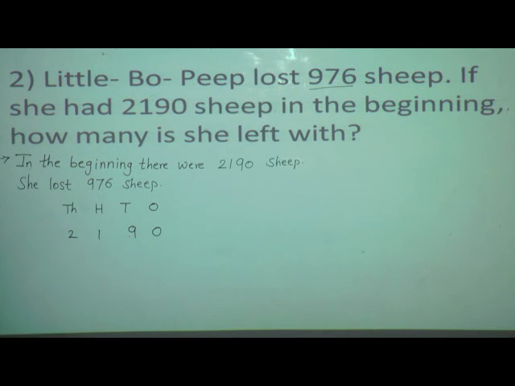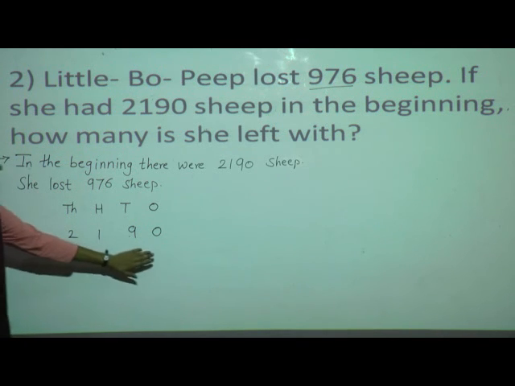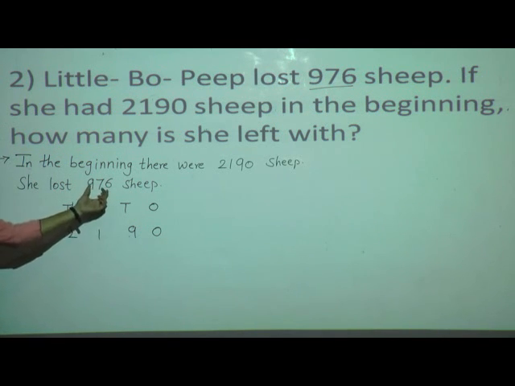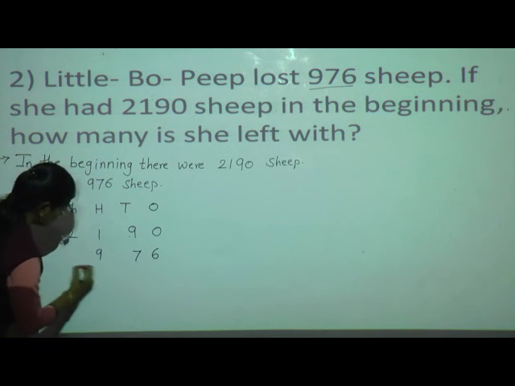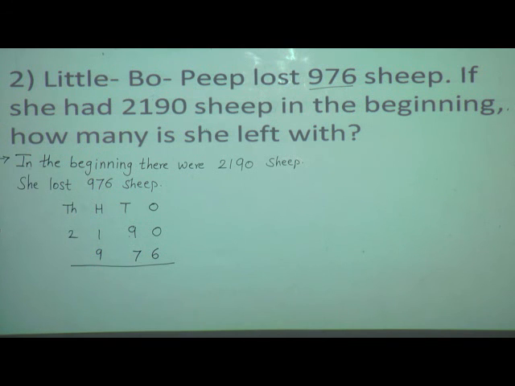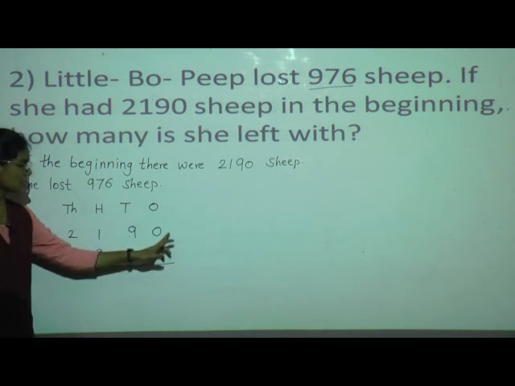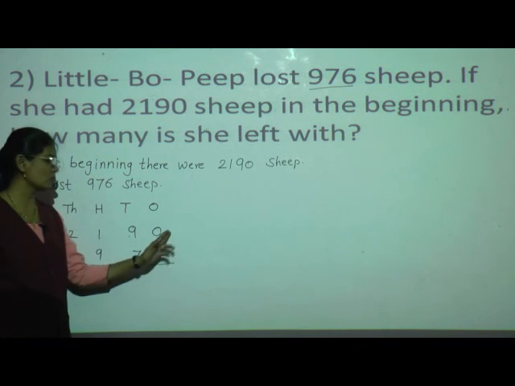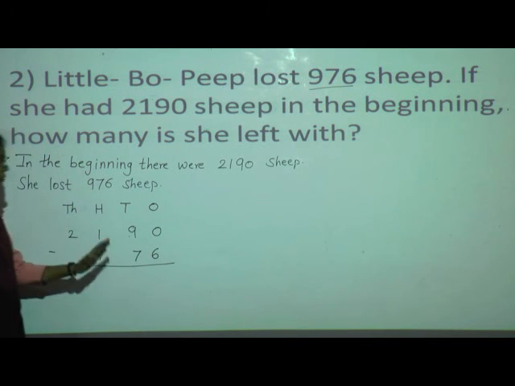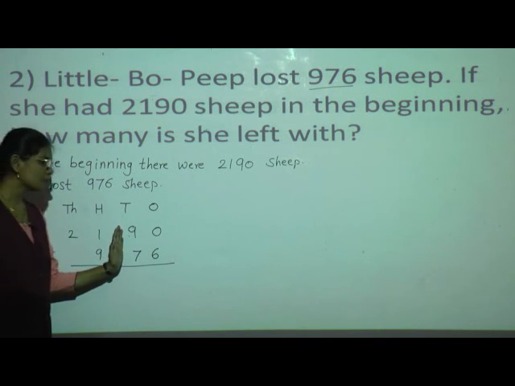Okay, from 2190, if we subtract this number 976, then we will get the remaining sheep. Okay, do the subtraction. See, the ones place here, 0 is there and here 6 is there. 0 minus 6, can we do? No, we can't do 0 minus 6 because 0 is smaller than 6. So what will we do? Yes, we will move to the neighbors.